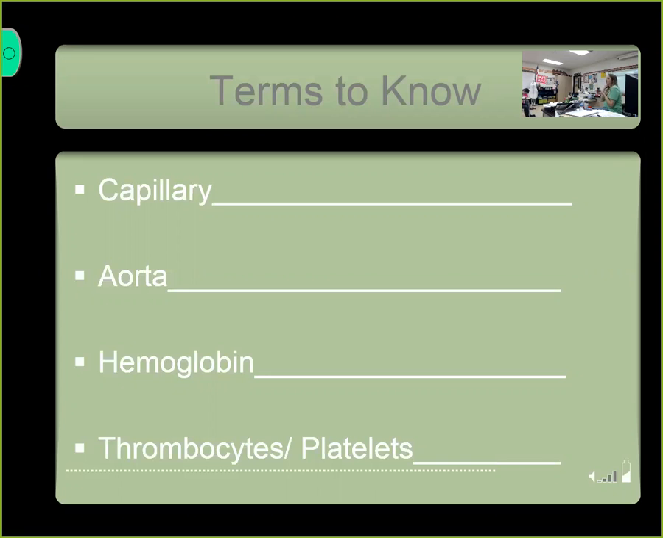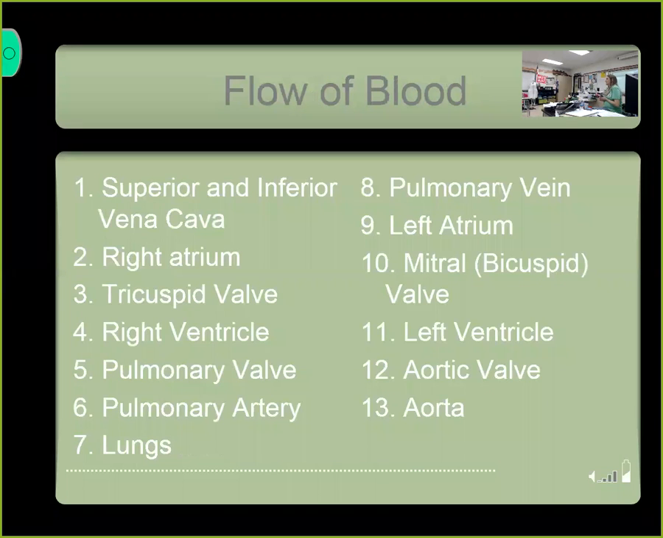So you bump your arm, you cut your finger, whatever. Platelets or thrombocytes head to that area to make it clot so that it can stop bleeding. And then the healing process occurs. People who don't have thrombocytes or don't have enough have hemophilia. That'll stop bleeding.